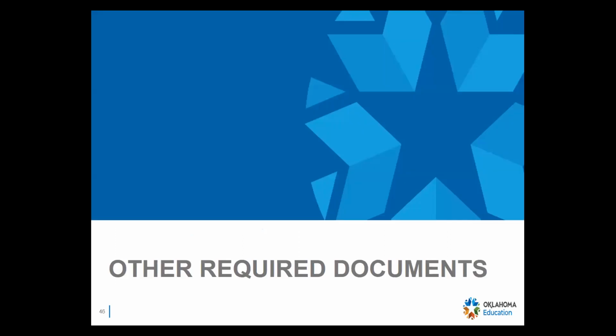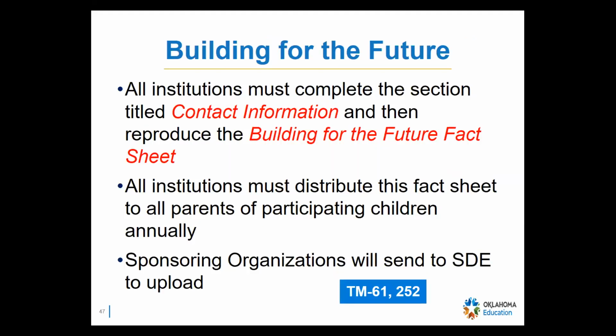So now we're going to go over the other required documents to be on the at-risk program, and this is for all schools, everyone. You do have to have a Building for the Future poster. You do need to put your contact information on here. You don't necessarily have to send this out, but I'll show you an example, and we do suggest, especially if you're a school, to post it because it states Building for the Future at risk.